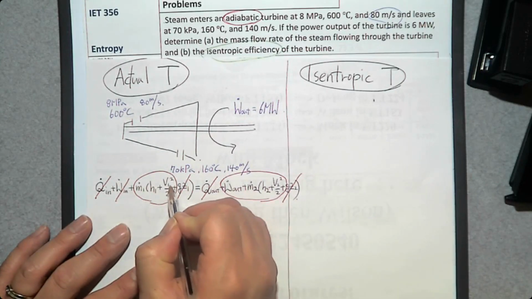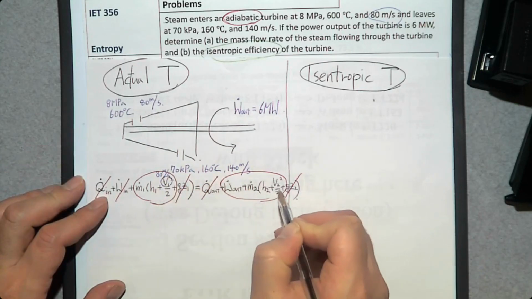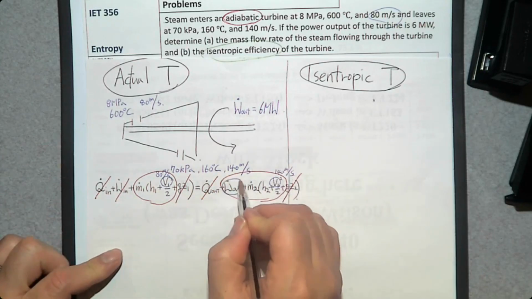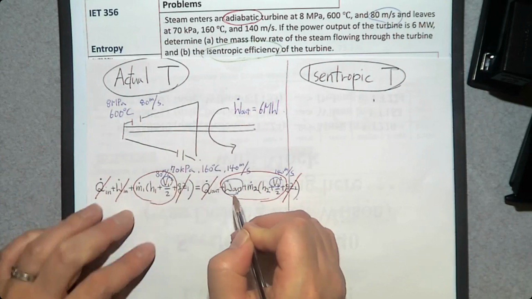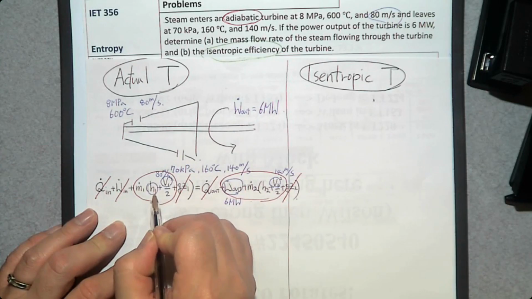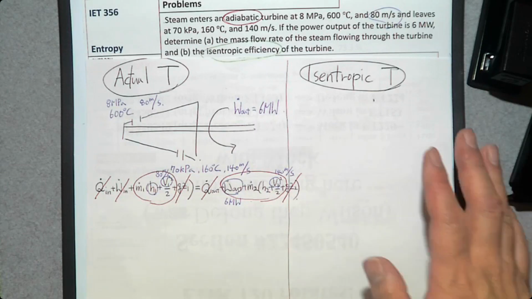Then do we have velocity at the inlet? Yes, 80 meters per second. Do we have a velocity at the exit? Yes, 140 meters per second. Do we have W dot out? Yes, 6 megawatt. And do we have the specific enthalpy at the inlet? We can calculate that. It's 8 megapascal, 600 degrees Celsius. So you need to determine the phase change process and then go to the appropriate table. But usually 8 megapascal, 600 degrees Celsius, pretty high. So it should be superheated vapor. So you can check that.